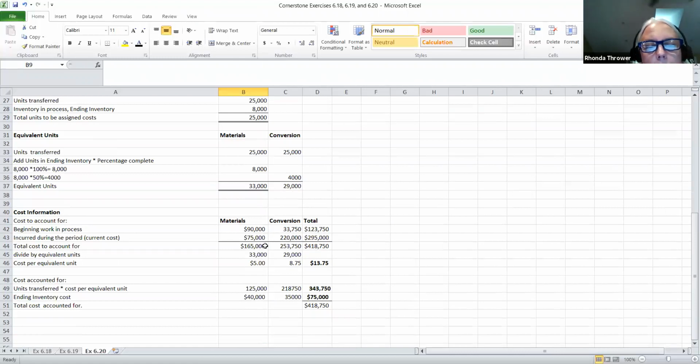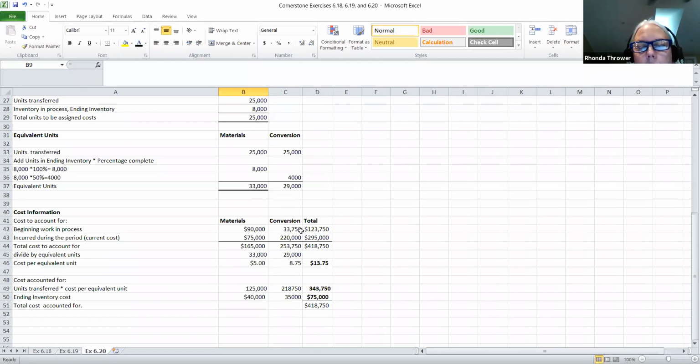Now, remember, we're doing the weighted average method. So you take into consideration the materials from the prior period and the materials in this period that we've added. We combine those together to get the total materials cost. And then we divide it by our equivalent units for materials, which was 33,000, and that would give you $5. $5 is your materials equivalent units cost. Cost per equivalent unit for materials is $5.